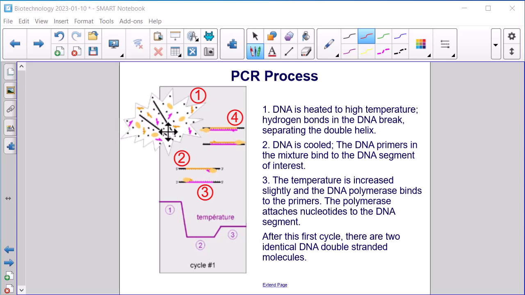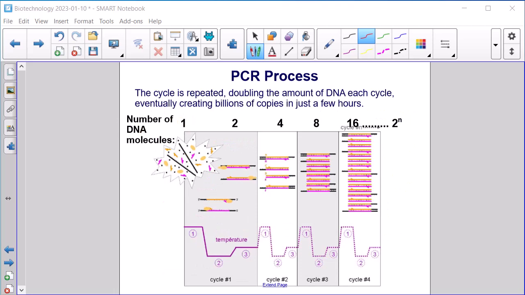After this first cycle, there are 2 identical DNA double-stranded molecules, which you see up here at step 4. The cycle is repeated, doubling the amount of DNA each cycle, eventually creating billions of copies in just a few hours.